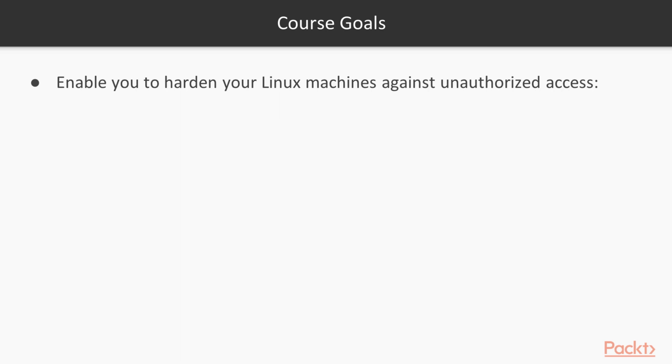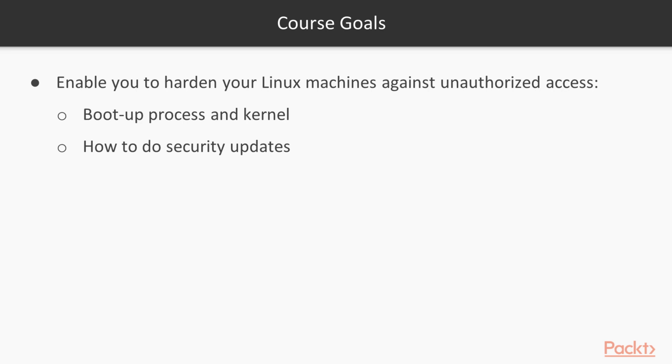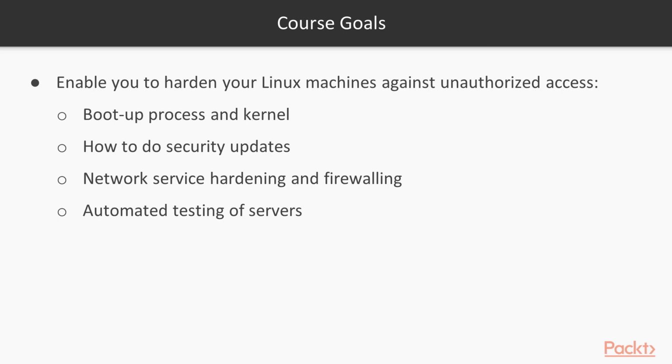To summarize the goals of this course, I try to teach you how to harden your Linux machines against unauthorized access by hackers. We do that by securing the booting up process and the kernel, by configuring proper security updates, hardening network services and setting up firewalling, and automated testing of your service. So if something goes wrong, you should get immediately notified.